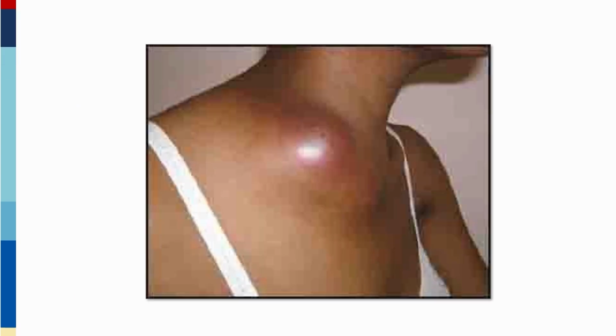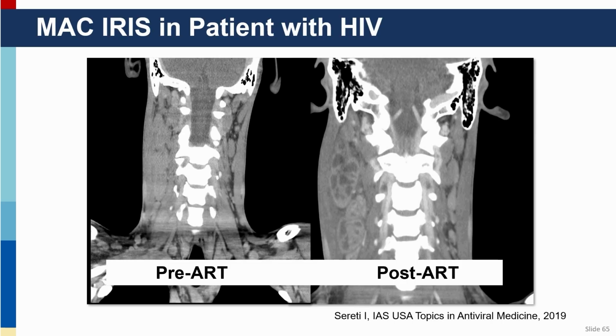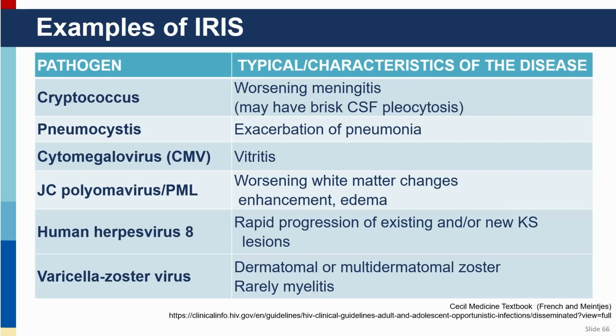All right, just to show you some pictures of IRIS. You may see a subclavicular node, but this is somebody who had a very inflamed and prominent one, and the question is whether or not they're impinging on any structures like the subclavian vein or somewhere in the neck. This is somebody, just to show you, pre-ARTs on the left, where you can see adenopathy, which is pretty significant, but on the right you see the necrotic areas where the nodes are bigger and necrotic. So again, these can be pretty dramatic.